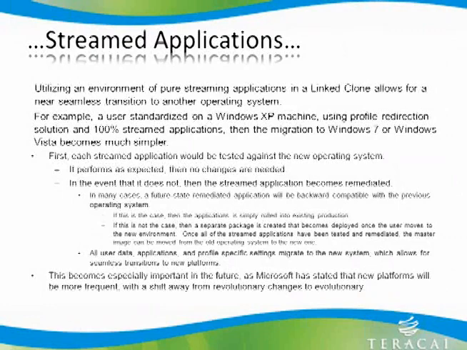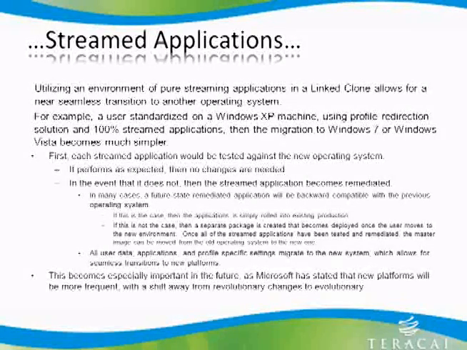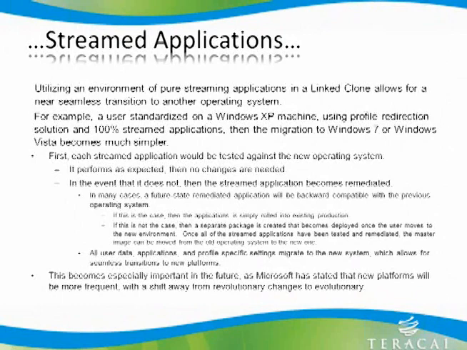Why are we doing things this way? If we leverage a non-persistent link clone environment, and if we package our applications and our programs and our profiles properly, we can move between operating systems simply by logging into a new one. Now, for example, a user standardized on the Windows XP machine using a profile redirection solution and 100% streamed applications, the migration to Windows 7 or Windows Vista is so much easier.